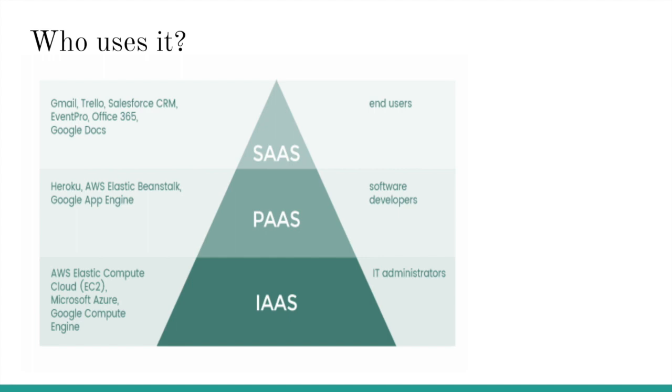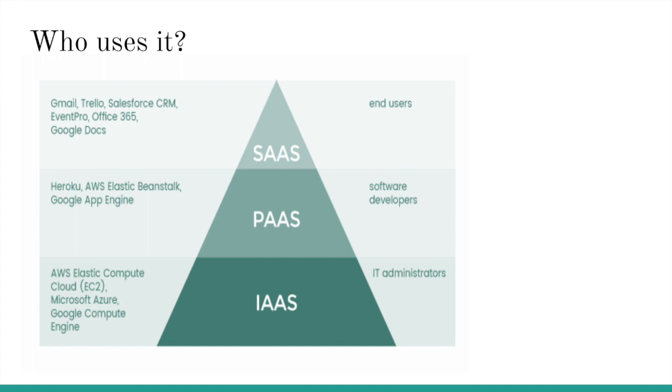So who uses it? Software as a service are applications such as Gmail, Trello, Google Docs that are used by end users. Platform as a service are applications such as Heroku, AWS that are generally used by software developers to build software programs. Infrastructure as a service include platforms like Microsoft Azure, Google Compute Engine, which are used by IT teams.